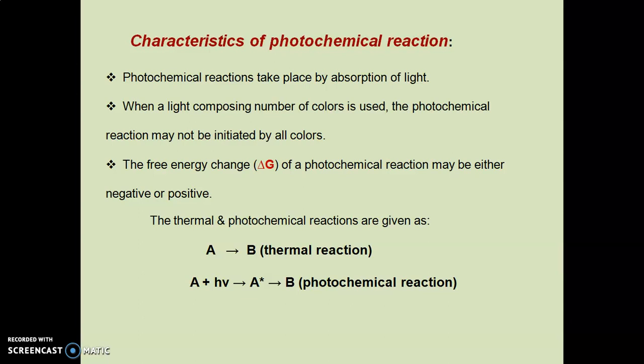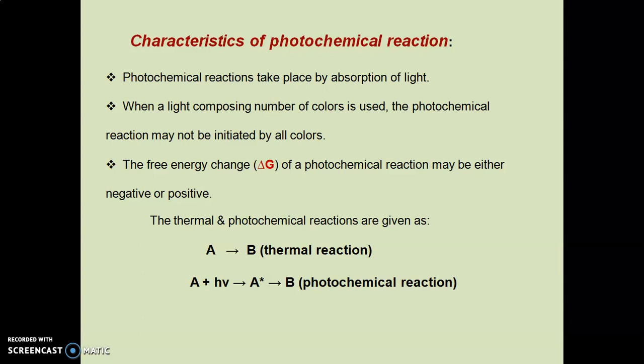Now, the characteristics of photochemical reactions: photochemical reactions take place by absorption of light. When a light composed of a number of colors is used, the photochemical reaction may not be initiated by all colors. The free energy change, that is delta G, of a photochemical reaction may be either negative or positive.